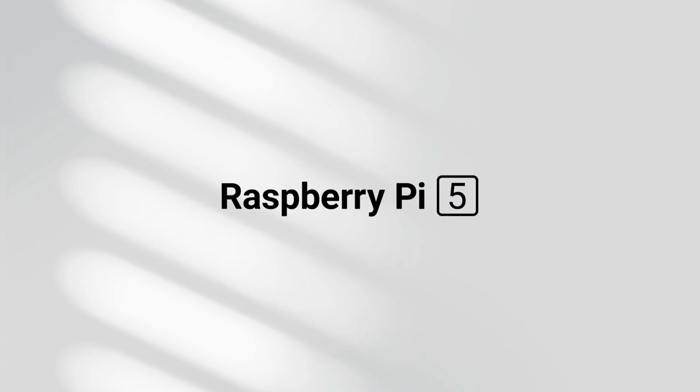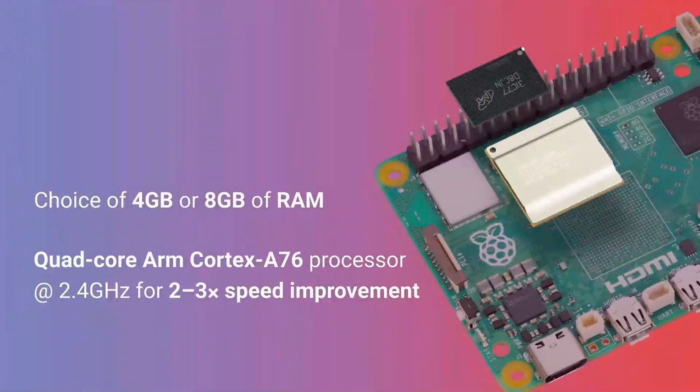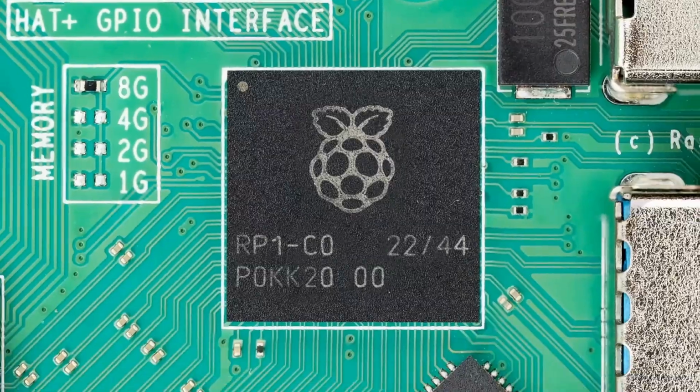We are going to talk about how we can set up a Raspberry Pi 5. So if you have just bought the Raspberry Pi 5, then this is the video for you guys. First thing first, we need to install the operating system into a Raspberry Pi.